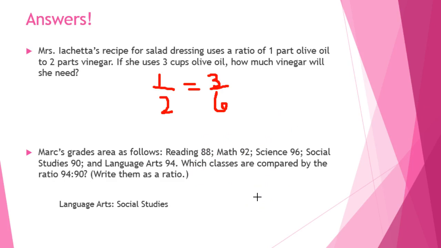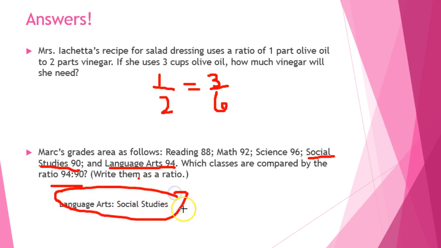Now, Mark's grades are as follows: reading 88, math 92, science 96, social studies 90, and language arts 94. We want to know which classes are compared by the ratio 94 to 90. So if I'm looking back up at them, I see that language arts is 94 and social studies is 90. So writing this as a ratio, I get language arts to social studies.